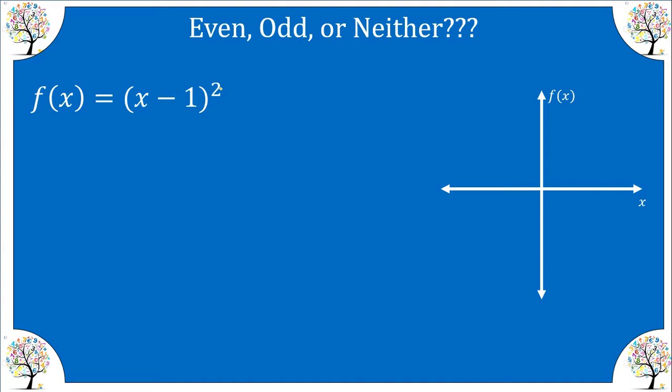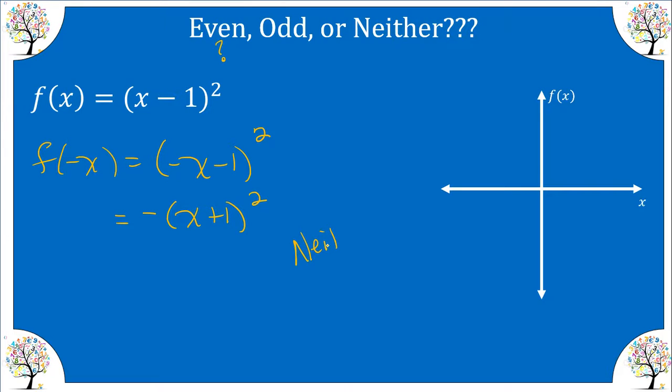Okay, now this is a quadratic, so we're going to see if it's even, and we want the exact same outcome. And here I have a negative and a negative, so I'm going to simplify by bringing that negative out, and I have x plus 1, and I do not have the same, so this is neither. And we could plug in a couple points if we wanted to test this.